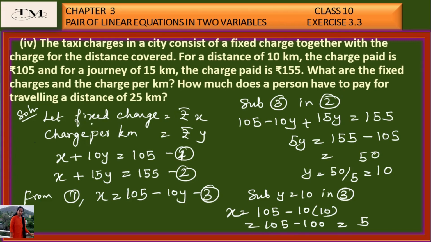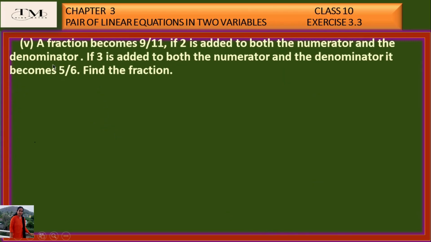So the next problem is: a fraction becomes 9 by 11 if 2 is added to both the numerator and the denominator. If 3 is added to both the numerator and denominator, it becomes 5 by 6. We have to find the fraction. So this is an interesting problem.